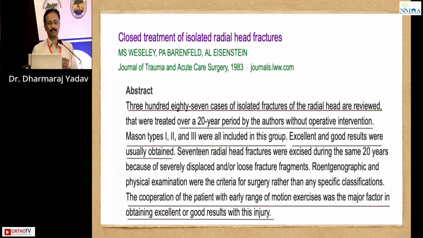Now, I might support my talk with some studies, which will be, of course, old studies, because conservative management, and that too of comminuted fractures, was mainly done in the past. These days, with different reasons, people have gone more towards the aggressive management. So this study, Wesley says that over a 20-year period, 387 cases, and it had type 1, type 2, and type 3. Last line says that excellent and good results were usually obtained. And last line says that, of course, motion and patient cooperation were important factors here.